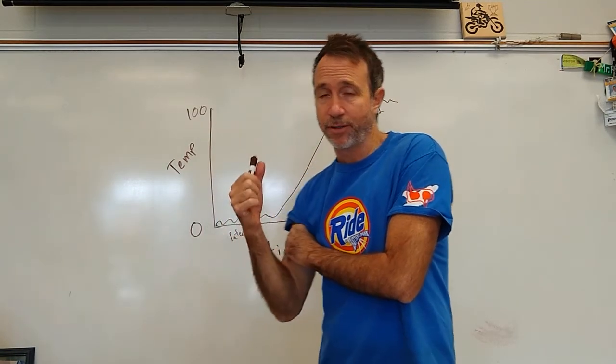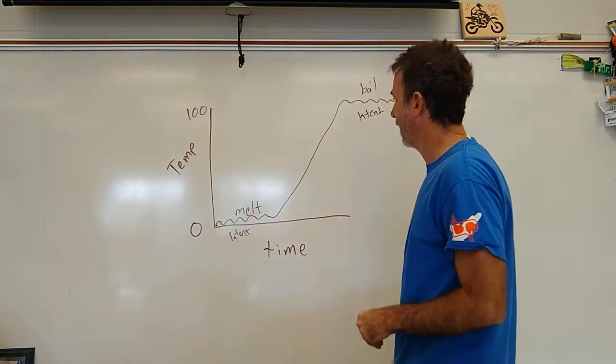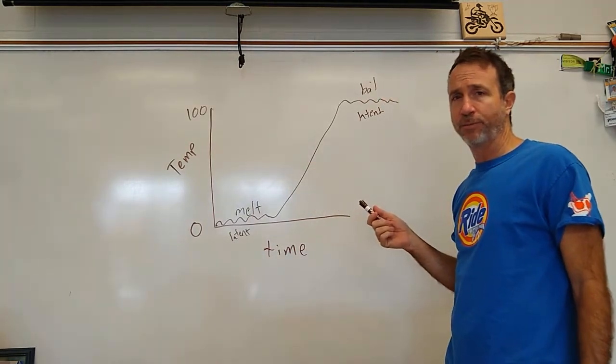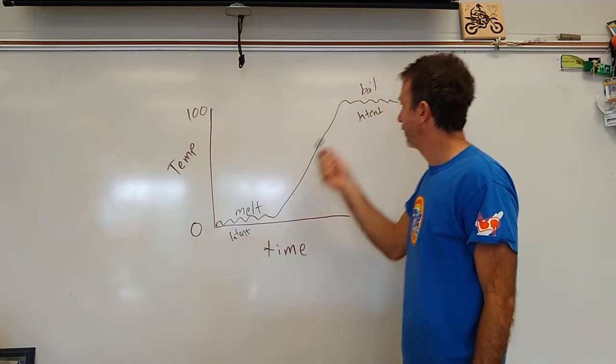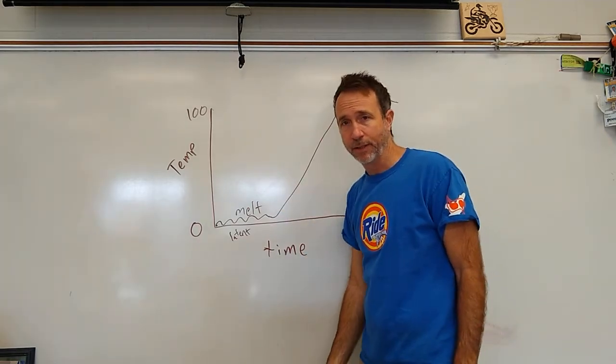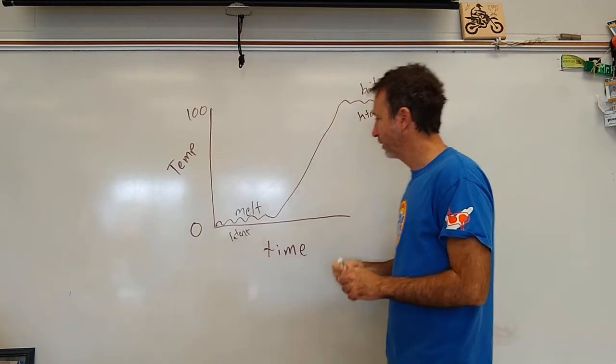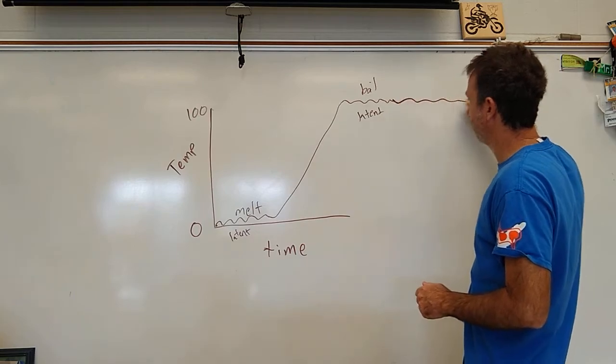So here's the last thing. This is the last part of the ice lab. And that is, if we did this over a long period of time, which one of these lines would be longer? Would the melting line be longer? Or would the boiling line be longer?